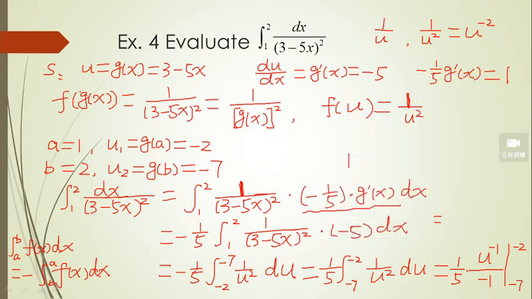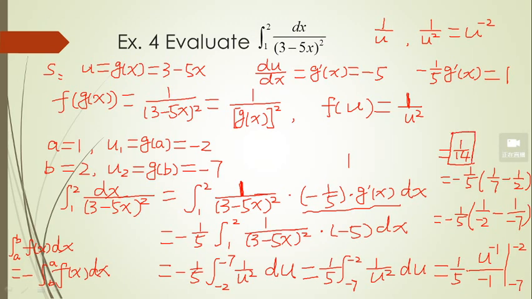So here, minus 1 over 5, the constant outside, and this part is just u to the minus 2, which integrates to minus 1 over u, so minus 1 over u from minus 2 to minus 7. So this is like minus 1 over 5 outside, that will be 1 over 7 minus 1 half, which gives minus 5 over 14, right? Minus 5 over 14, so the final answer will be 1 over 14. That is the final answer.